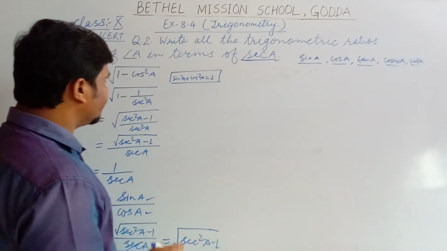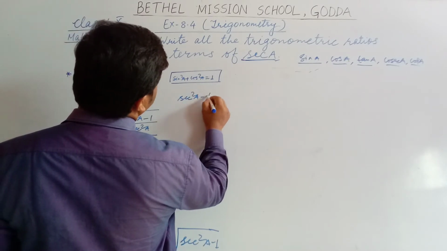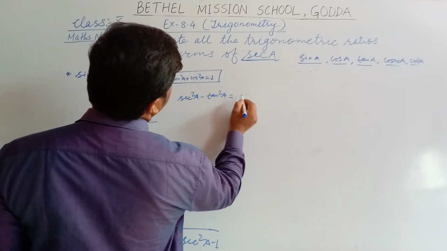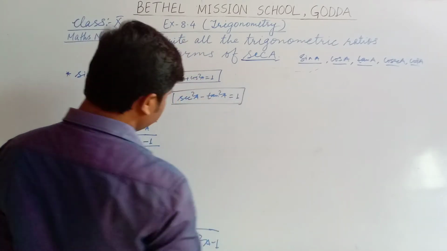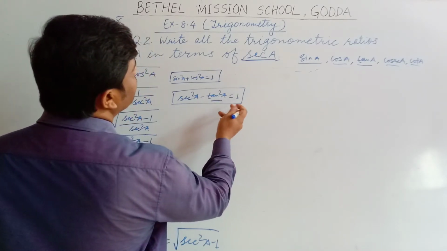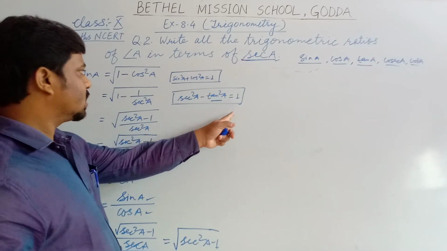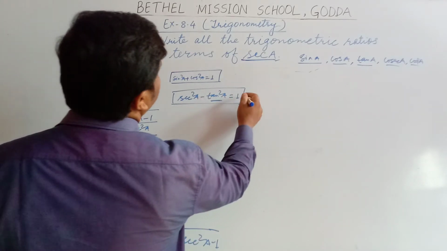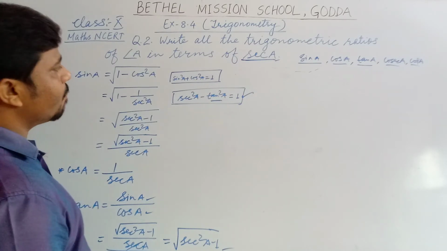Another way to find it is, you know that sec square A minus tan square A equal to 1. So by this identity we can write tan square A equal to sec square A minus 1, and tan A equal to under root sec square A minus 1. So by applying this identity also, you can write this one. So this is the way.